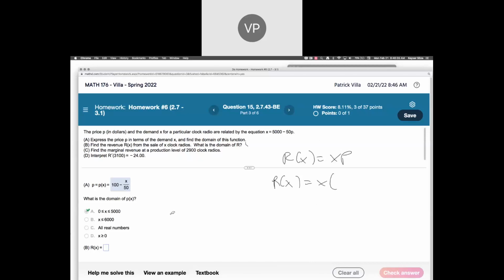So the revenue function is going to be X times what we just found for P, which I have right here, so I can look at that. It's that 100 minus X over 50. And of course, you have to clean this up a little bit. Notice every time I'm writing that R of X.